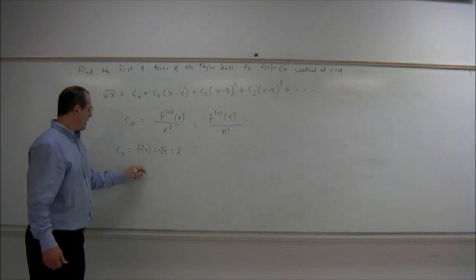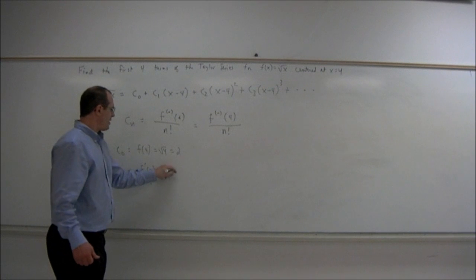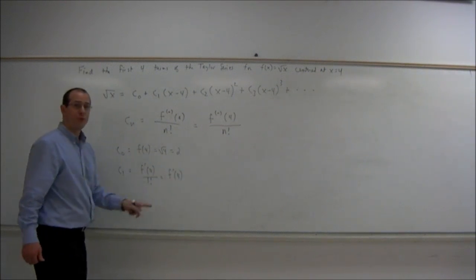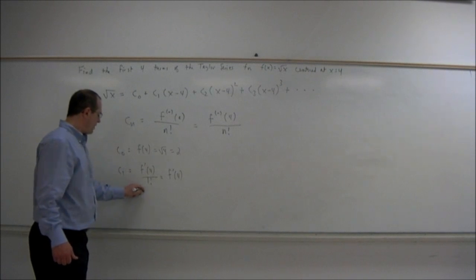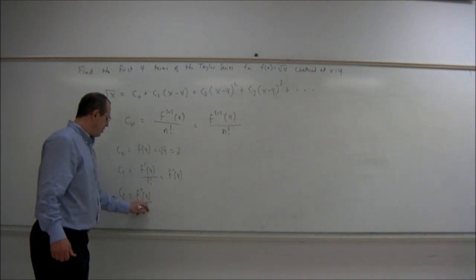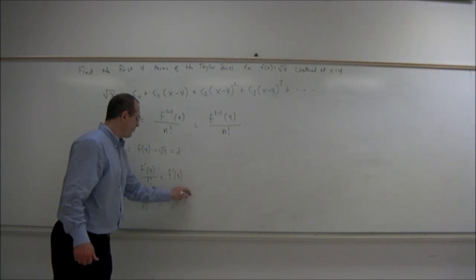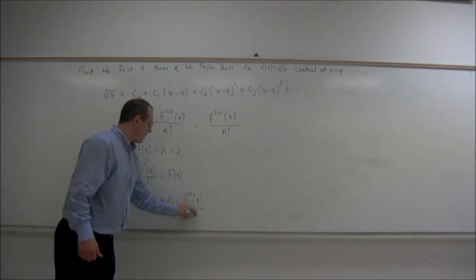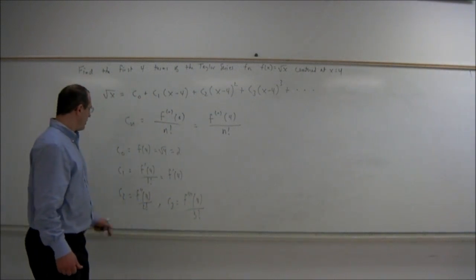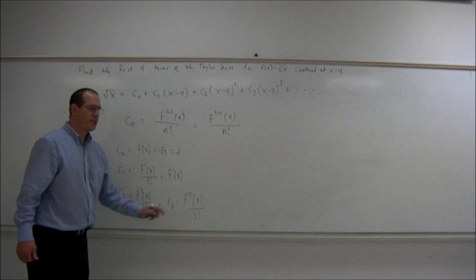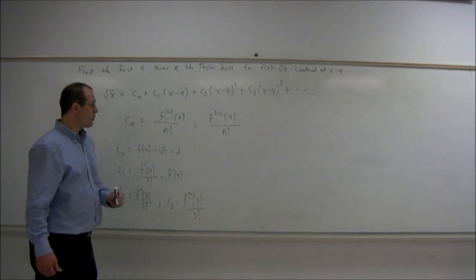c1 will be f prime of 4 divided by 1 factorial, which is f prime of 4. We'll figure that out in a moment. c2 will be f double prime of 4 divided by 2 factorial. And c3 will be f triple prime of 4 divided by 3 factorial. So in order to figure out c1, c2, and c3, we need the derivatives of the function f of x equals the square root of x.